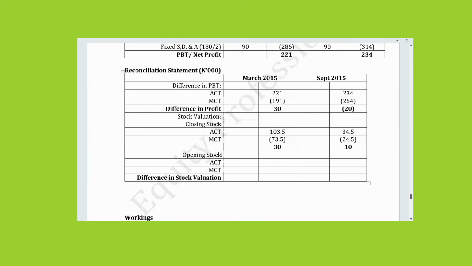So opening stock under the absorption costing, we don't have opening stock in March, so you put a dash. Under marginal costing, we also don't have opening stock. We put a dash. Dash minus dash. Nothing minus nothing will give us nothing. So then 30 minus nothing will give us 30. Okay, so that's the difference in stock valuation in March.